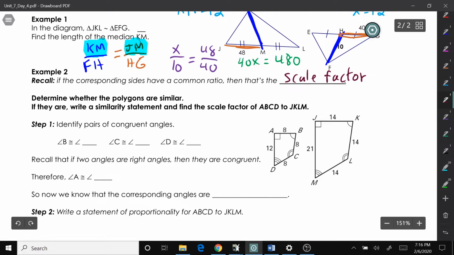So we're going to determine whether these polygons are similar or not. So we have A, B, C, D, and JKM. So that means that angle B should be congruent to angle K. Is that true? Angle B is right here. K. They each have one of those angle markings. So yes, that's true.